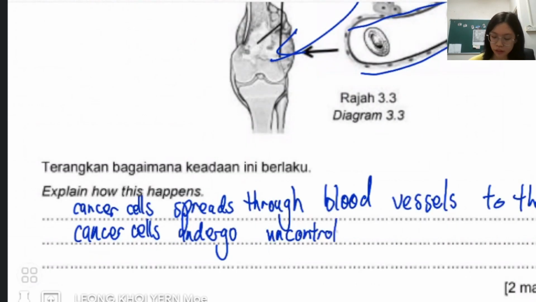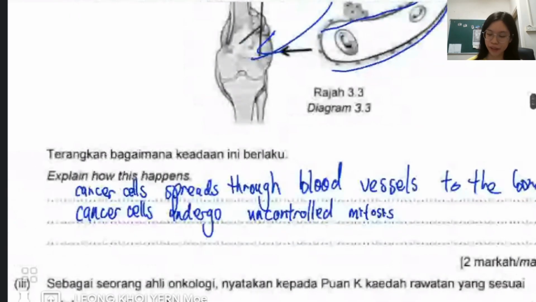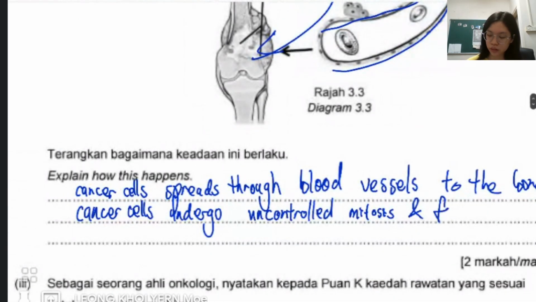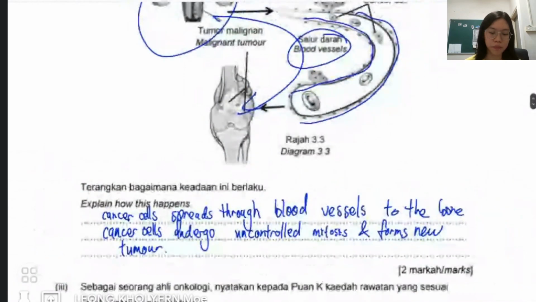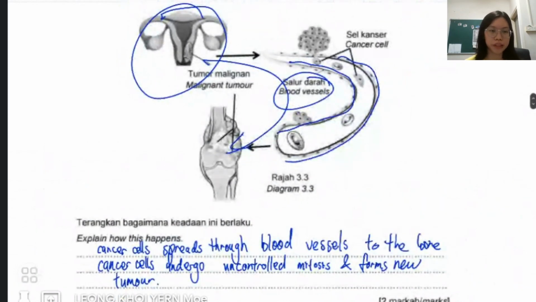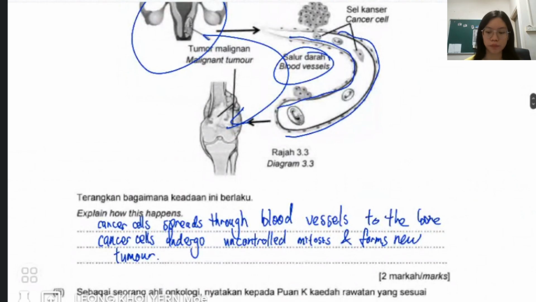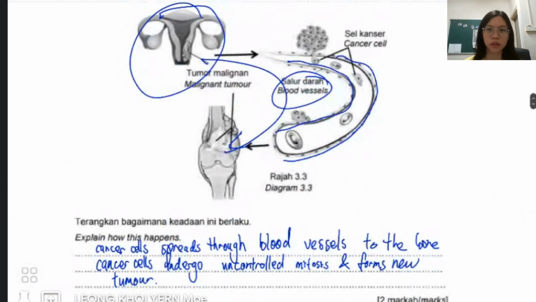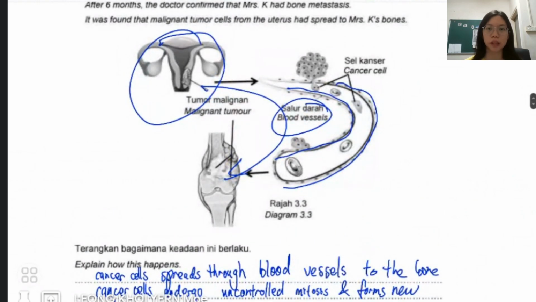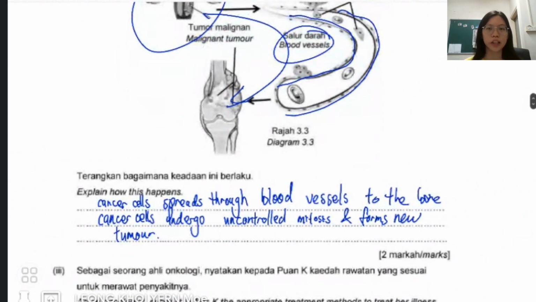To be specific, it is uncontrolled mitosis. It's not meiosis. Meiosis is for the formation of gametes, and it forms a new tumor. So this is how a tumor spreads for a malignant tumor. A benign tumor is a non-cancerous one, but this one is a cancerous one, that's why it's a malignant tumor. There are actually two types of tumor, for your information.